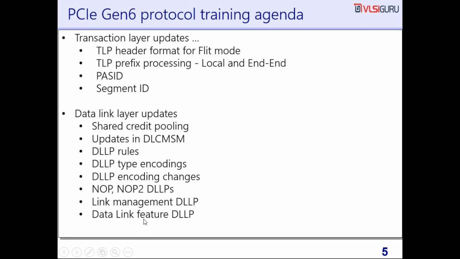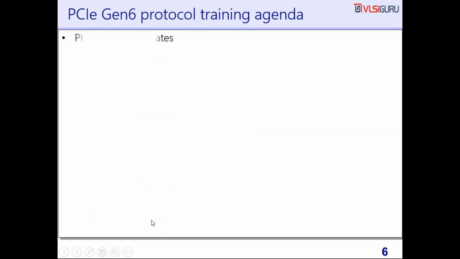Then we'll also talk about data link feature DLLP. This is something which we have already seen in Gen 5. And we'll also talk briefly about power management DLLP. Okay, these are majorly the updates in the data link layer.